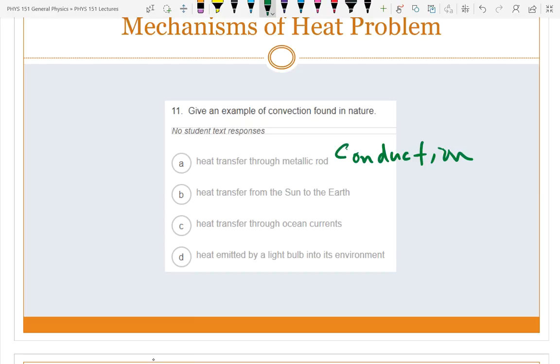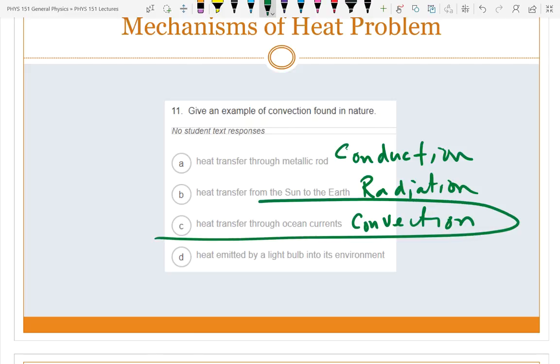Heat transfer from the sun to the earth. What's that? Okay, we're good at this. I'll put something that quizzes you on this on the test. Heat transfer through ocean currents. Convection. Hey, let's put a circle around that one. Heat emitted by a light bulb into its environment. Okay, we got it.